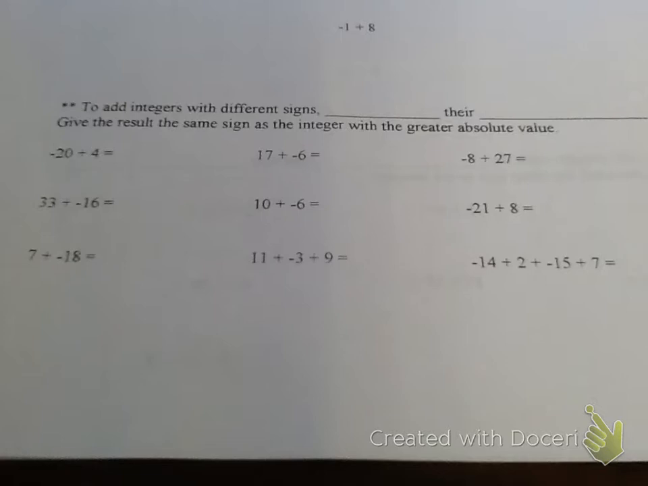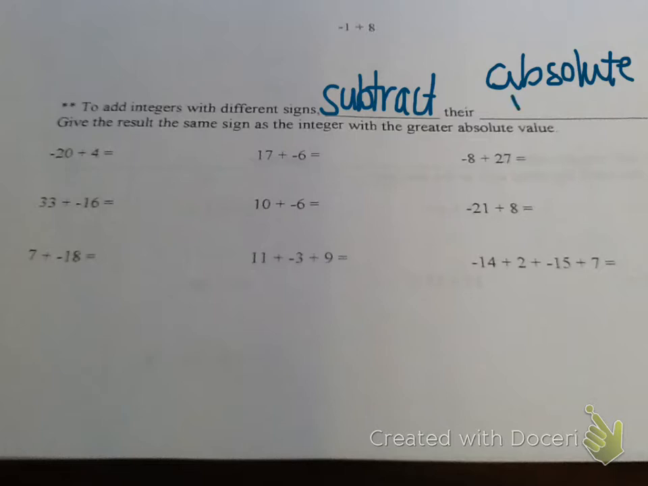And finally, to add integers with different signs, subtract their absolute value. Give the result the same sign as the integer with the larger absolute value. So negative 20 plus 4, we subtract and get 16. 20 is bigger, so my answer is negative.